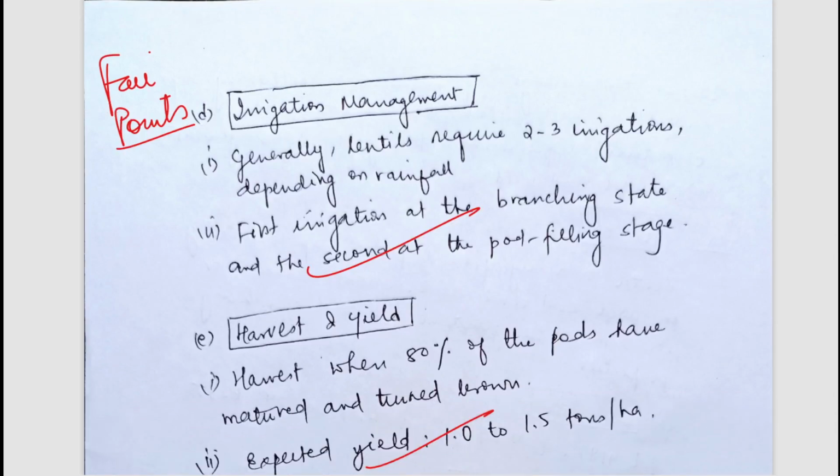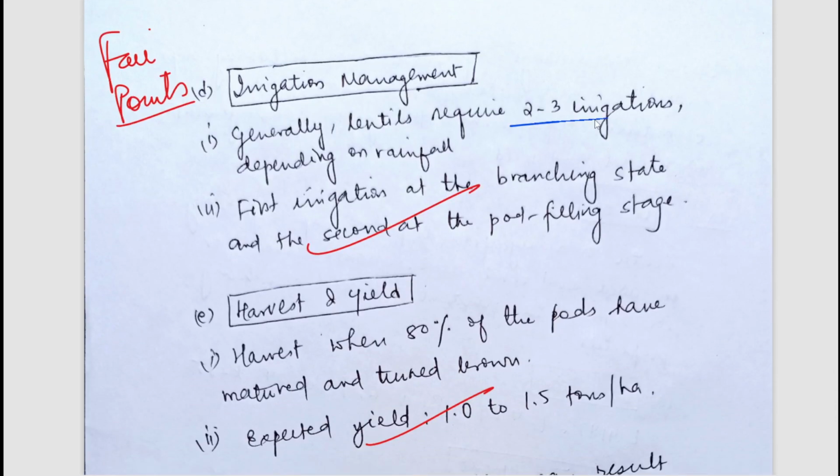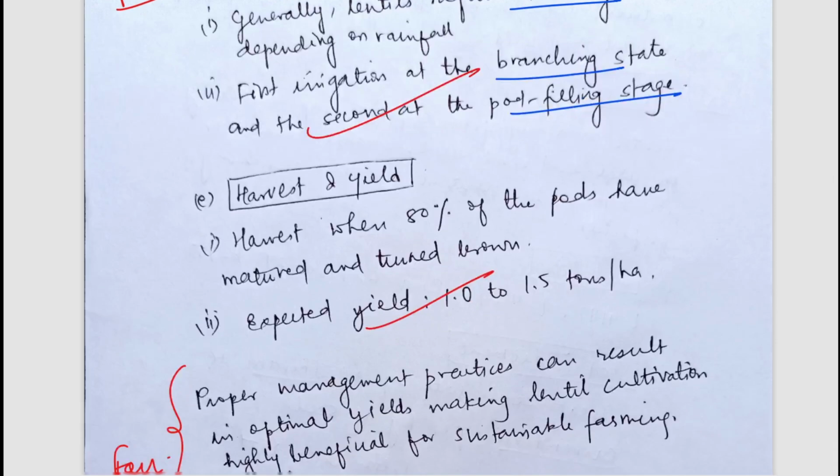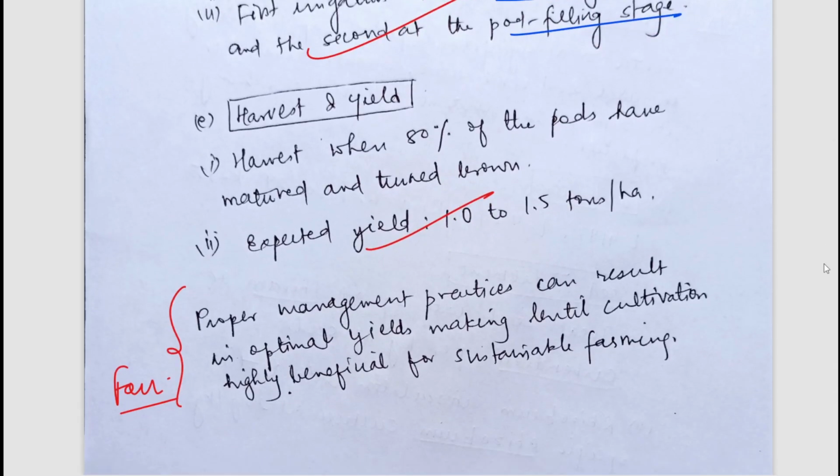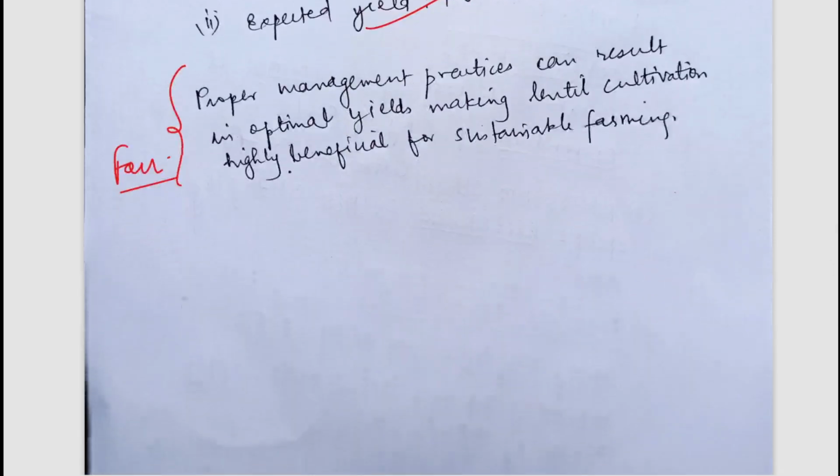Then irrigation management has been mentioned, that is around 2 to 3 irrigations are required as per the rainfall. If the rainfall is good, we can limit our irrigations. If the rainfall is low, we have to enhance the irrigation schedules. The first irrigation is at branching stage, the second at pod filling stage. Nicely written answer. Harvest and yield have also been mentioned and fairly concluded. So this was the first crop.